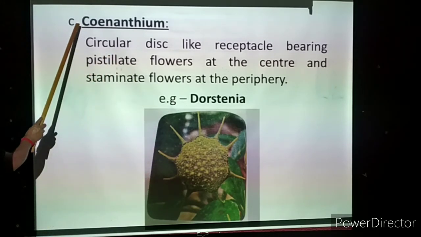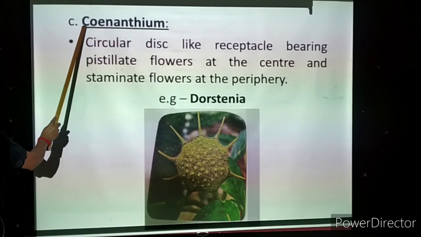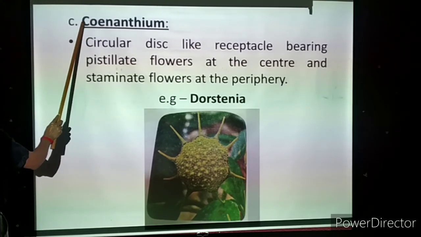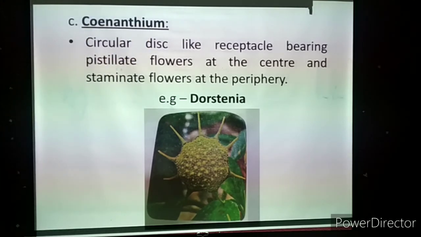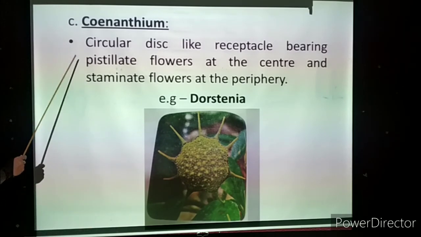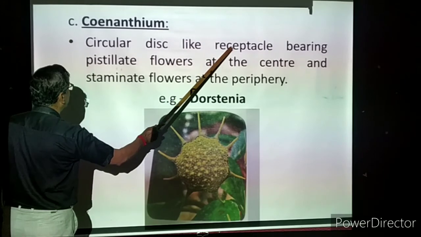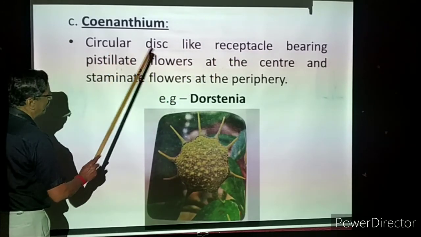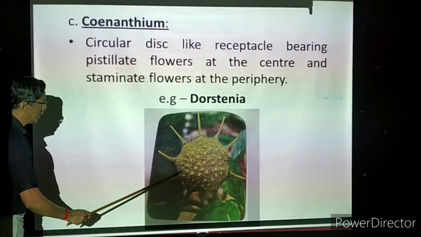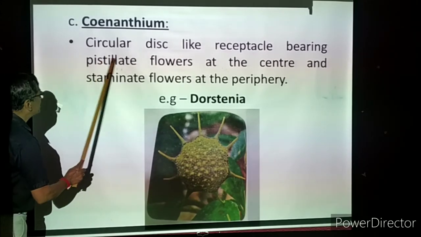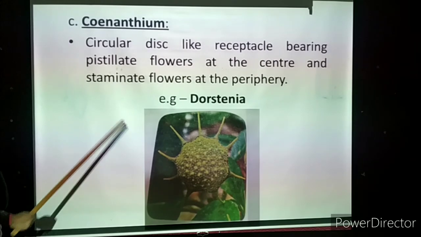Now we are coming to the third one, Coenanthium. Now see the spelling, C-O-E-N-A-N, but the O is silent. We have to pronounce it like that. Coenanthium is the third type of special inflorescence. Now here, the circular disc-like receptacle is bearing pistillate flowers. It is circular and disc-like. Now it is having pistillate flowers, nothing but female flowers.